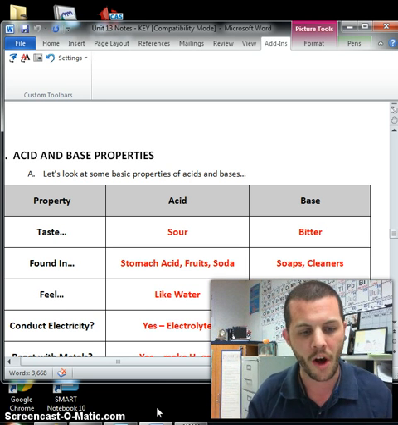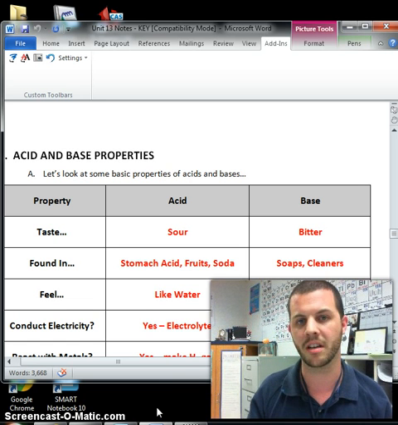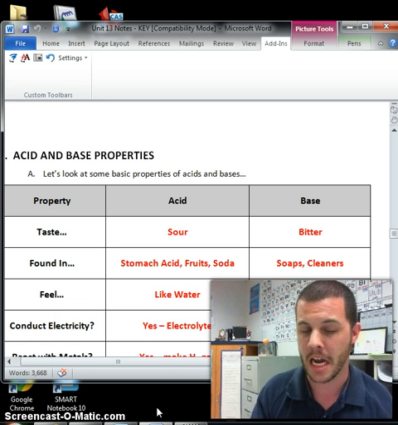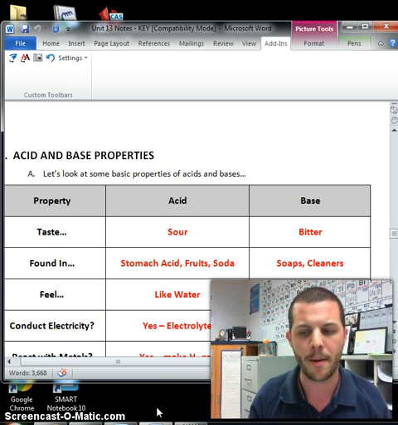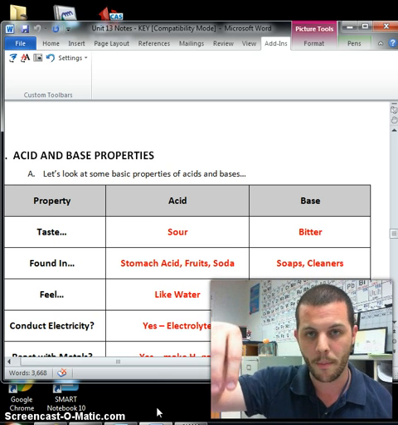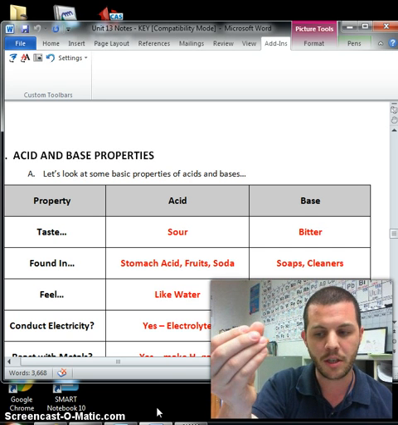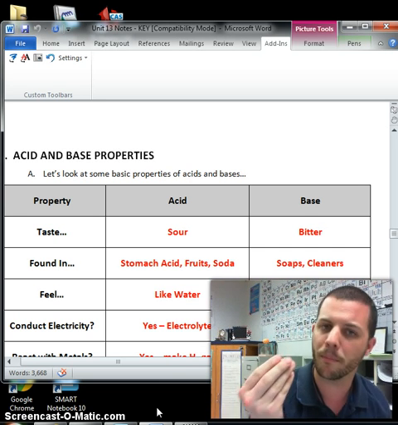In comparison to water, we would say that acids actually feel like water. Now, if it's a concentrated acid, of course, it may feel kind of burny, but in terms of the texture, it has the same texture as water. Okay. Bases have a much different texture to them. If you were to dip your fingers into a base and then feel your fingers, it's going to have a slippery texture. Okay. It's going to feel like soap between your fingers.